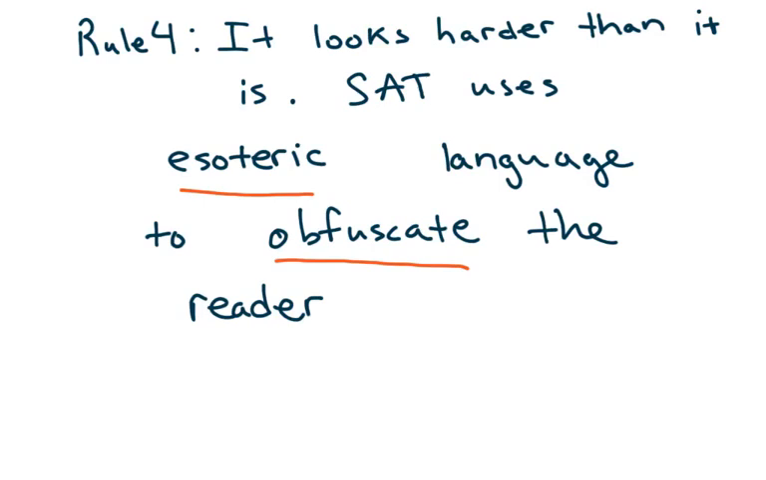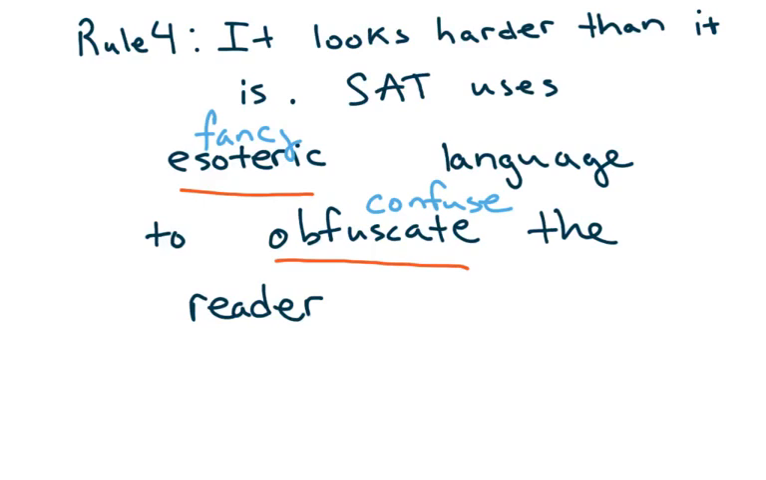So I said initially it looks harder than it is. So the SAT uses some type of language to some verb the reader. Okay. Well, if it's making it look harder, then esoteric probably means something like, I don't know, fancy. Some sort of fancy language. And to what? To obfuscate the reader. So obfuscate, well, it's trying to seem hard, so I'm going to say use the verb confuse. It's to confuse the reader, right?